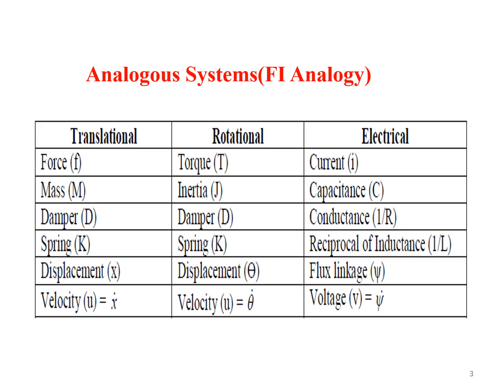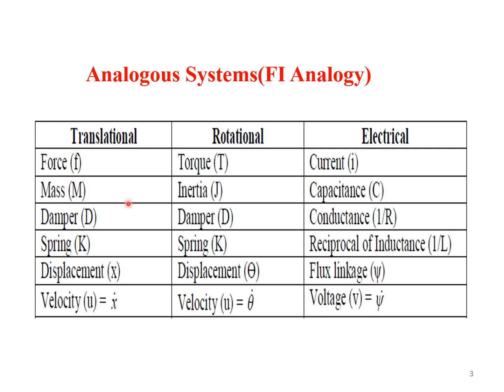The table showing the analogous system using FI analogy. Here in the first column translational elements are given, in the second column rotational elements are given, followed by electrical elements in FI analogy form. In case of a translational system, force is considered to be equivalent to current. That is why it is termed as force current analogy, which is shortly termed as FI analogy.